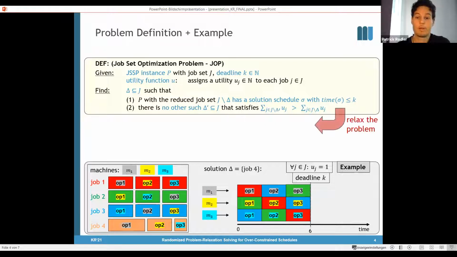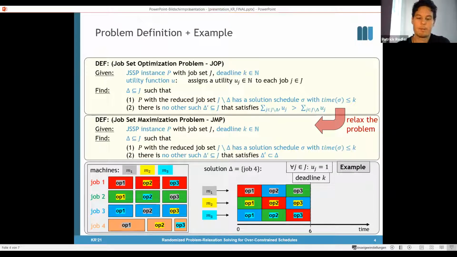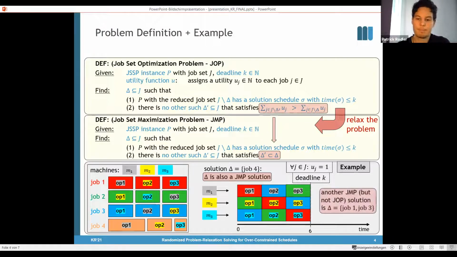And we can also think of a relaxed version of this problem. So we can simply replace this utility optimality criterion by a subset minimality criterion. And we would find that the solution presented below is in this case also a solution to this relaxed job set maximization problem, as we call it. And another possible solution would be to eliminate job 1 and job 3. This would look like this. However, this would not be a JOP solution any longer.